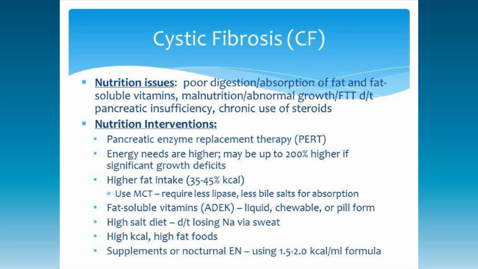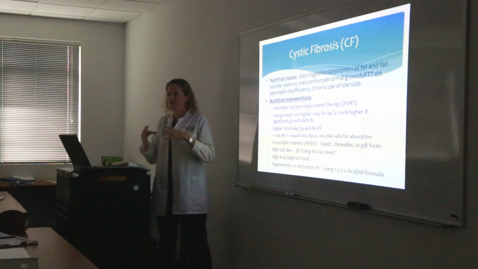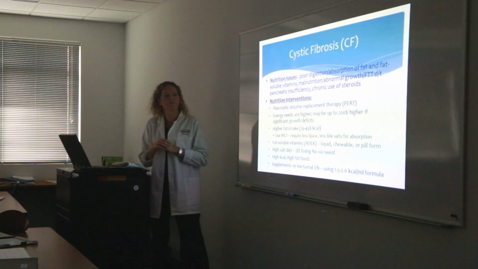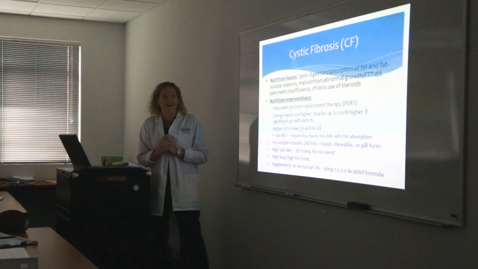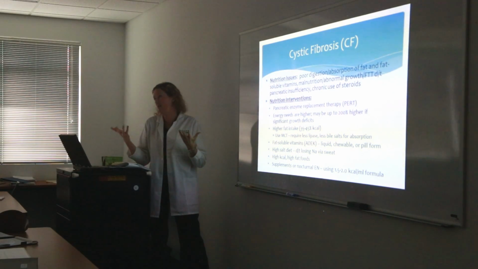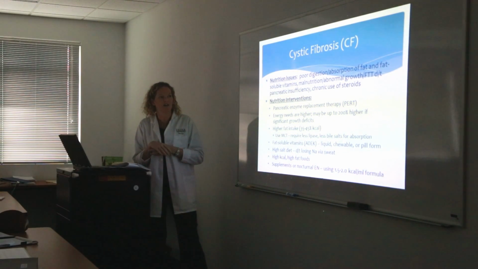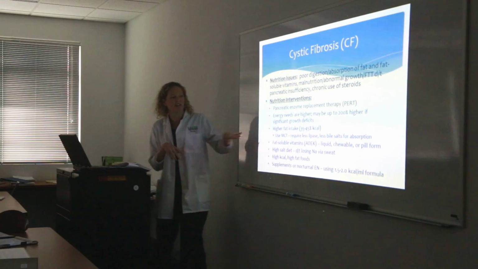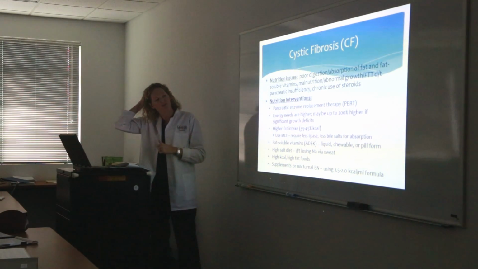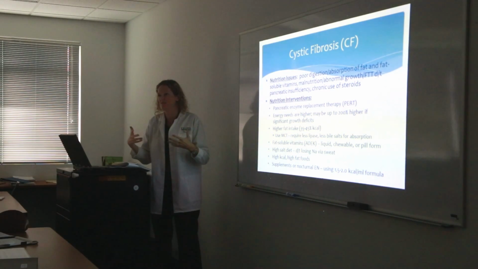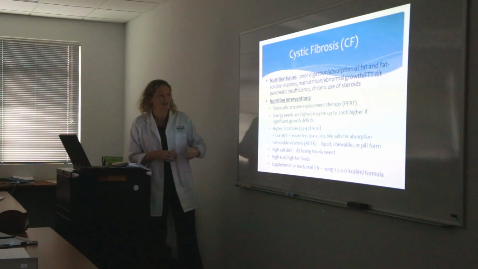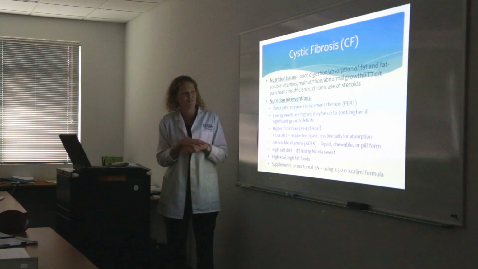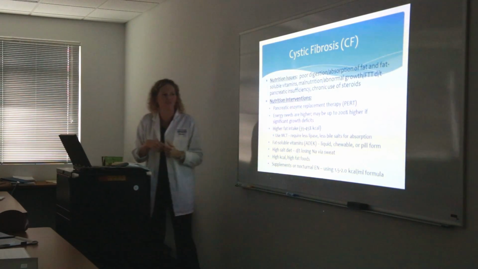Nutrition interventions: they may receive PERT, which is pancreatic enzyme replacement therapy, so they're going to get pancreatic enzymes with their meals and snacks to help break down the fat and help with digestion and absorption. Their energy needs are a lot higher, maybe up to 200% of the RDA for their age. So they need a lot of calories. They need more fat, at least 35 to 45% of their total calories from fat, because they're not absorbing most of the fat, so they need more to try to absorb it. MCTs are a good source of fat because then they don't need the lipase or the bile to break it down.